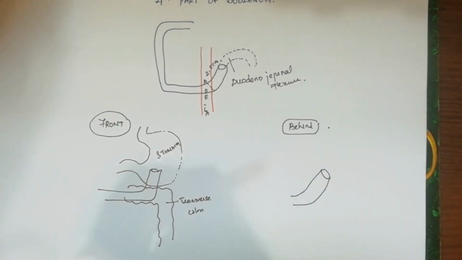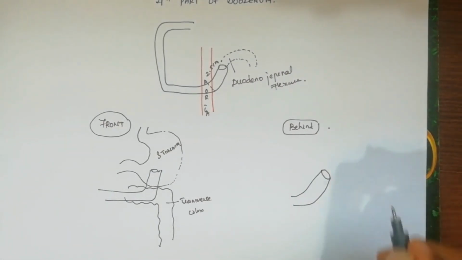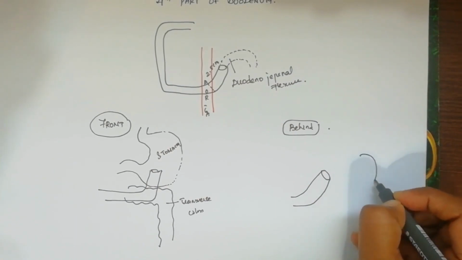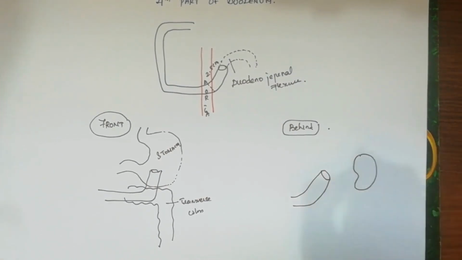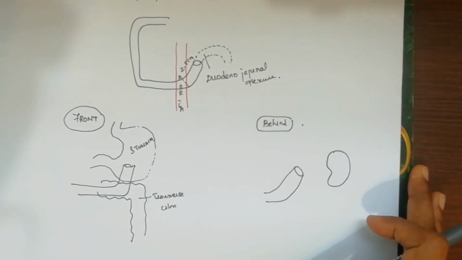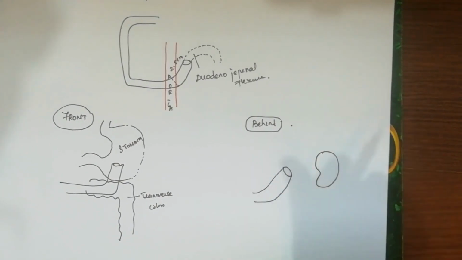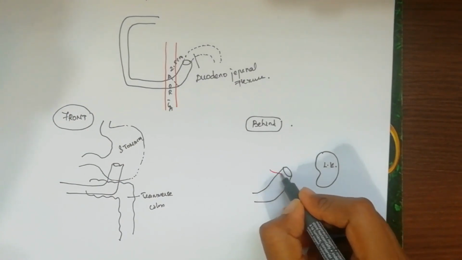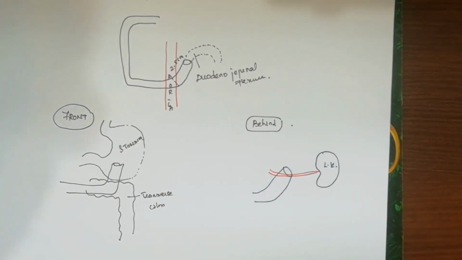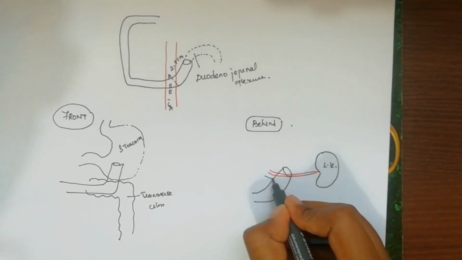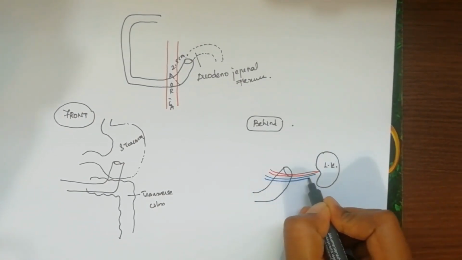So fourth part of duodenum. So structures related behind are, we have got just outside this fourth part of duodenum, left kidney placed. So the left kidney will be placed somewhere here outside the fourth part, which is not having any connection with this fourth part of duodenum. Now for relation, I am just telling we have got left kidney over here, and from the left kidney we have got left renal vessels emerging. So left renal vessels such as renal artery and renal vein are related to fourth part of duodenum.